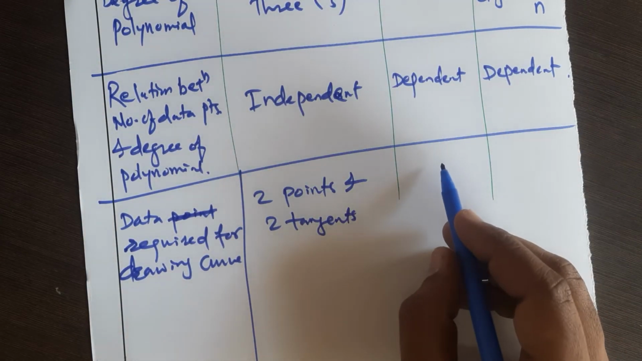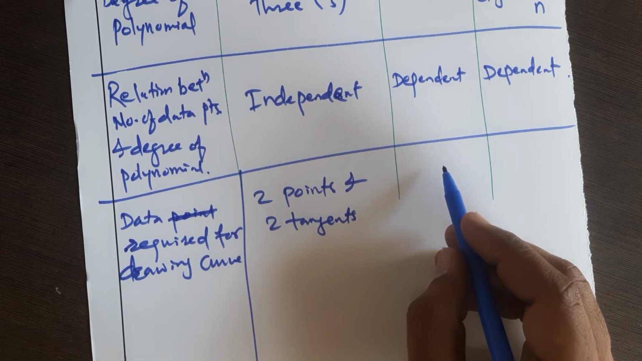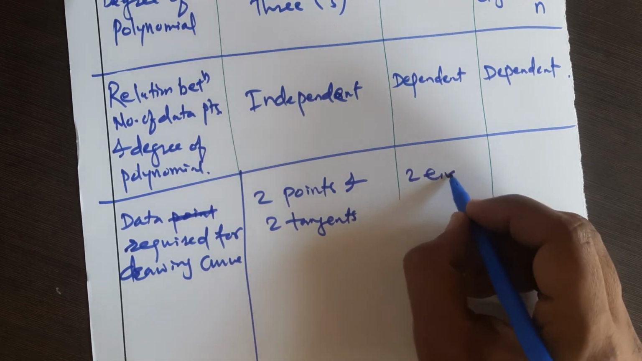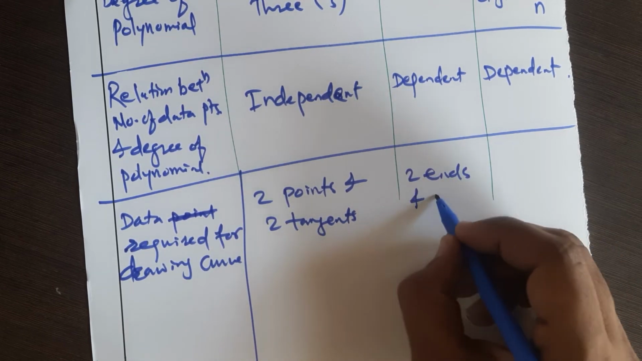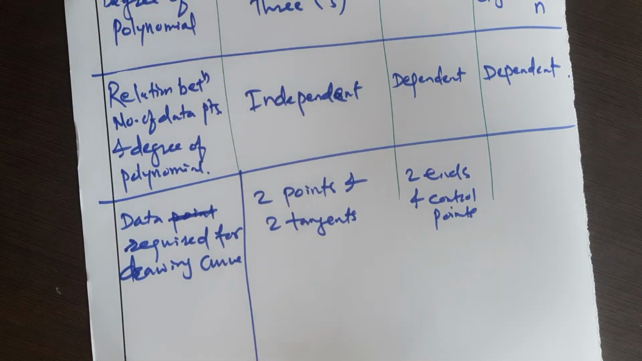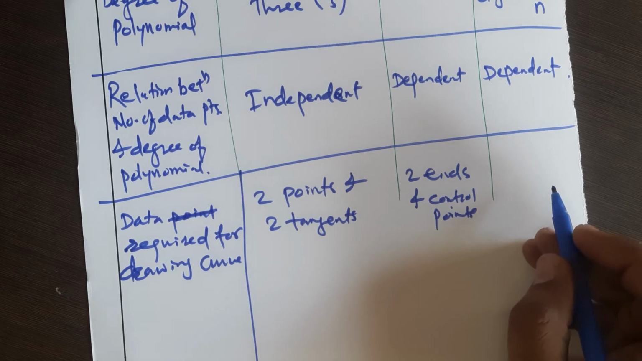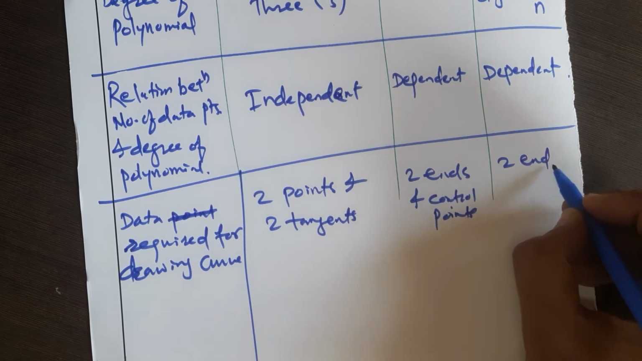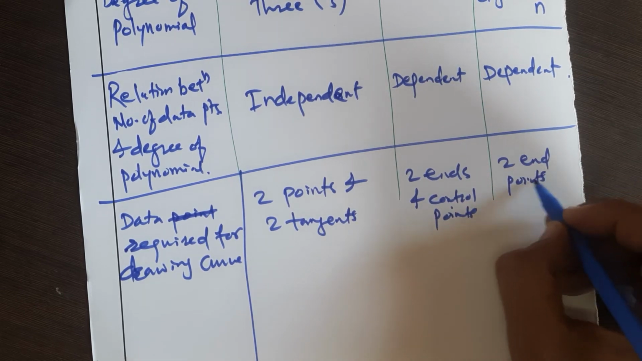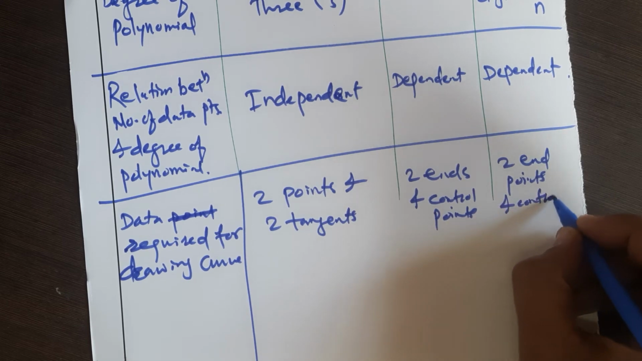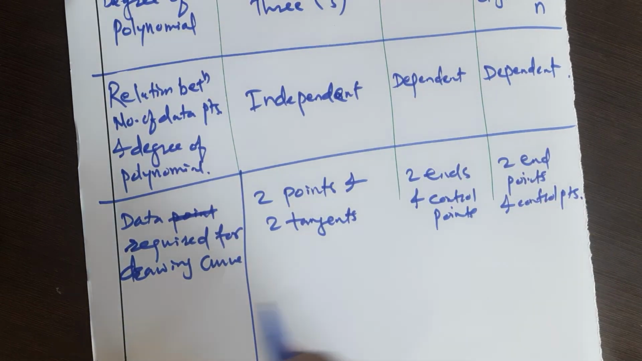In case of Bezier curve, for drawing the curve, 2 data points at the ends, while one more control point is required. So 2 end points and control points. Control points may be 1, 2, 3, 4 number of control points. In case of B-spline, also two data points at the ends and control points. Control points may be 1, 2, 3, 4 like this.